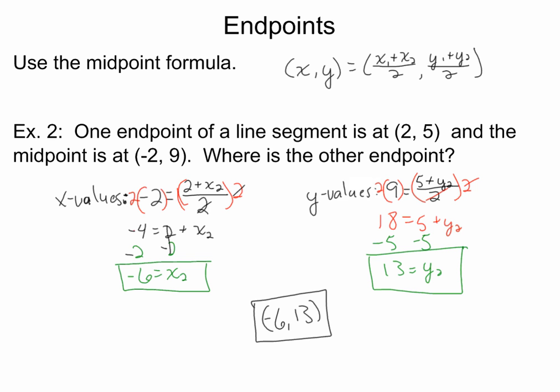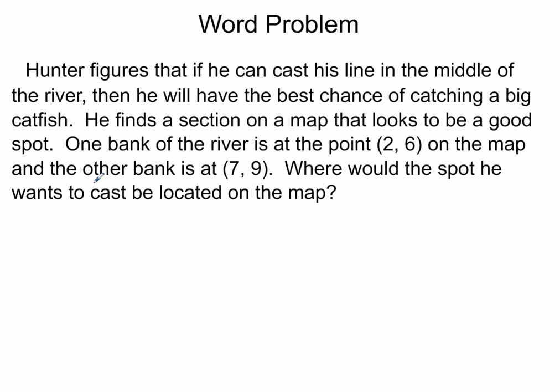All right, let's do one more example. In this word problem, Hunter figures that if he can cast his line in the middle of the river, then he will have the best chance of catching a big catfish. He finds a section on a map that looks to be a good spot. Now, one bank of the river is at the point (2, 6) on the map, and the other bank is at (7, 9). Where would the spot he wants to cast be located on the map? So we're trying to find the midpoint between these 2 points, because he's wanting to cast in the middle of the river.